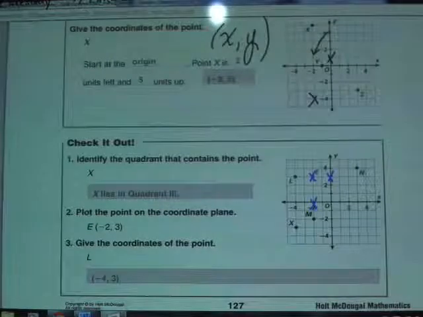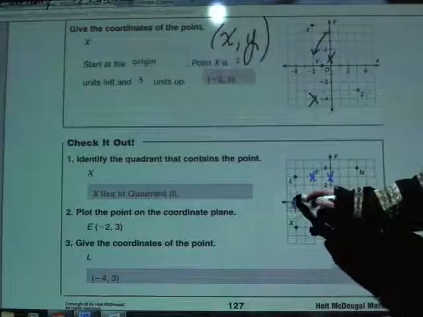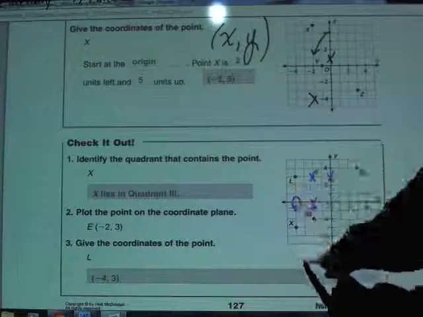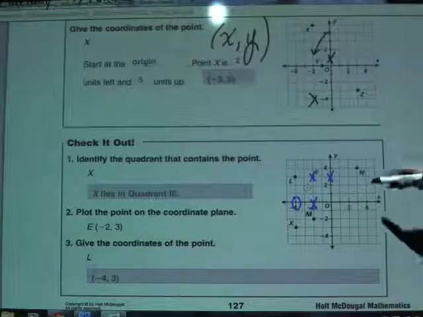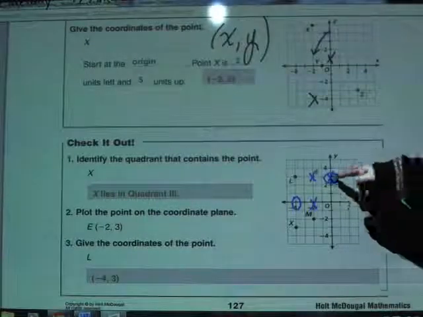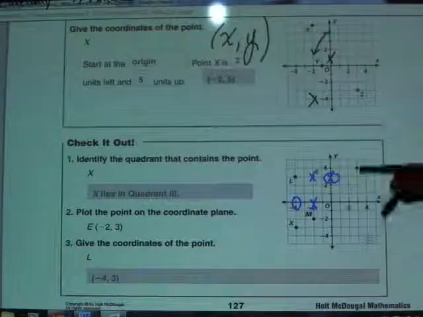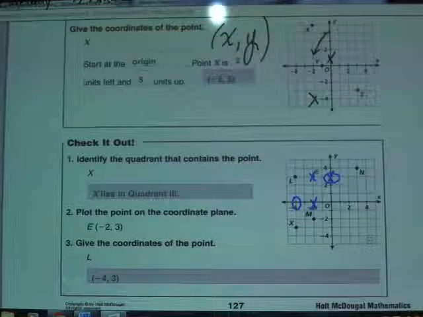Finally, the last one, giving the coordinates of the point marked L. So point L, in terms of the x-axis, is out here at -4. As you can see, it's on that -4 line, so the x-coordinate is going to be -4. And in terms of the y-axis, it's here matching up with 3. So the y-coordinate number is going to be 3. And that means the coordinates of point L are -4, 3.